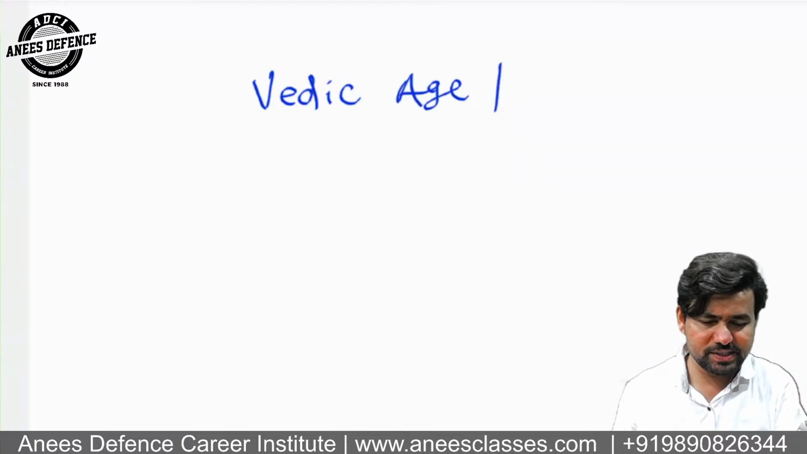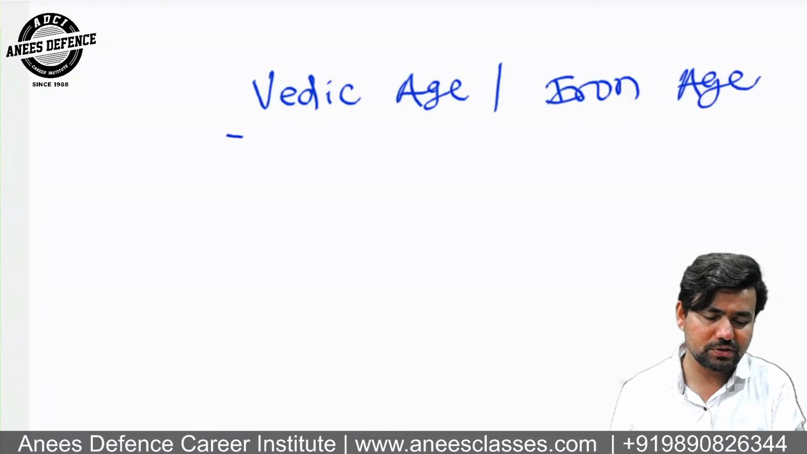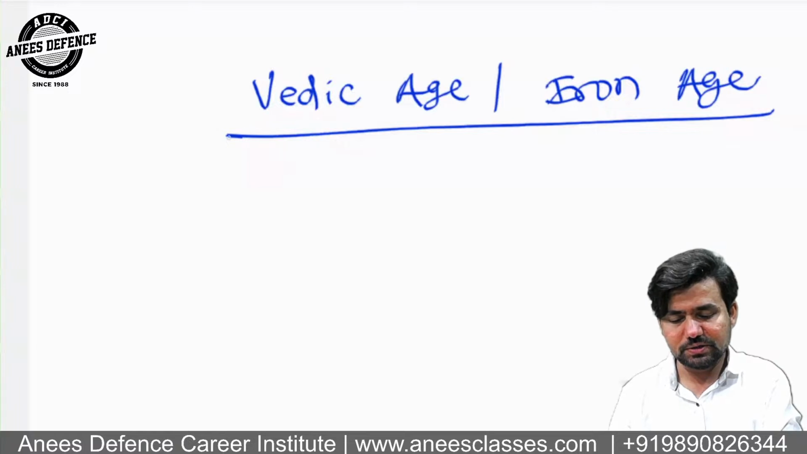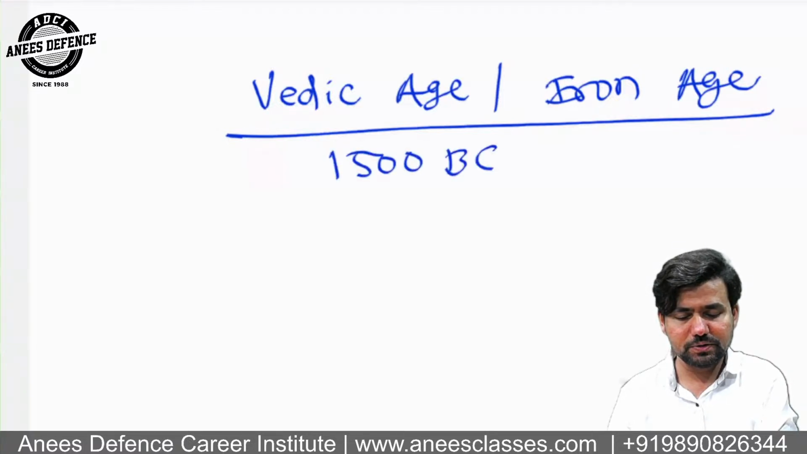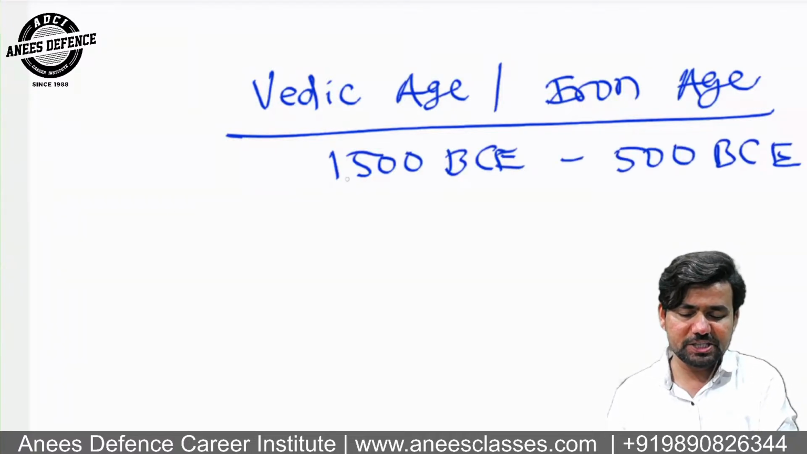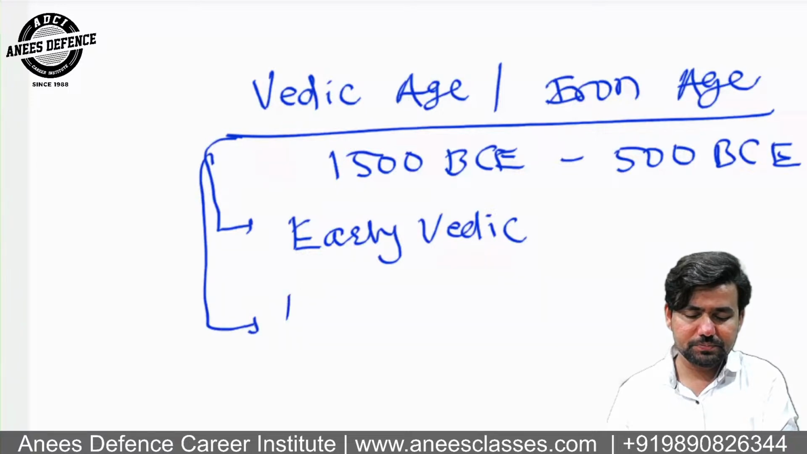Vedic age is sometimes also known as Iron Age, because iron now has been discovered. So Vedic age coincides with the Iron Age. Vedic age, as I told you already, is 1500 BCE to 500 BCE. This Vedic age can be classified into two: the early Vedic time and the later Vedic time.